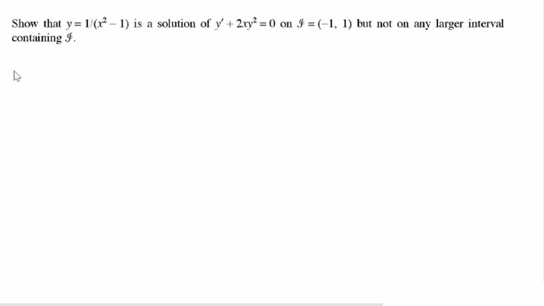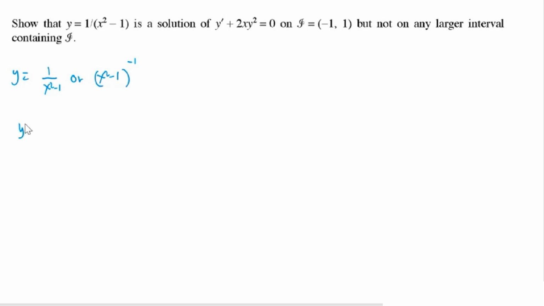So we have now y is equal to 1 over x squared minus 1. Taking the first derivative, I will just rewrite this one. That expression is equivalent to x squared minus 1 to the power of negative 1. I'm just rewriting the given into this form so that it will be easier to take the derivative.